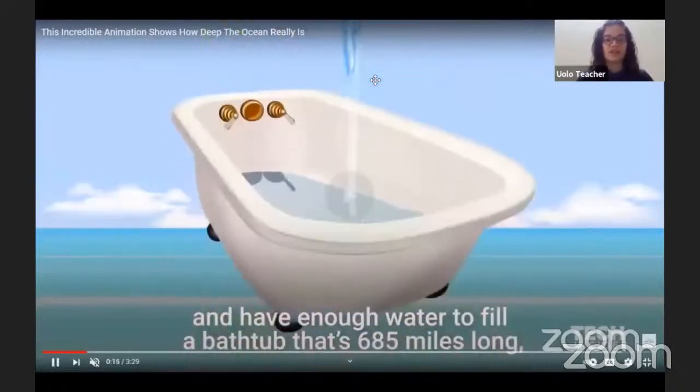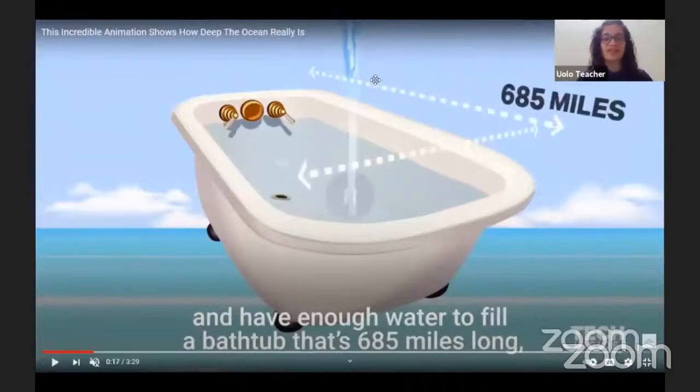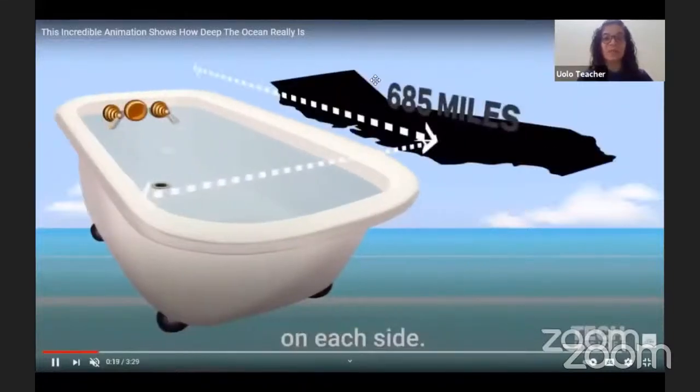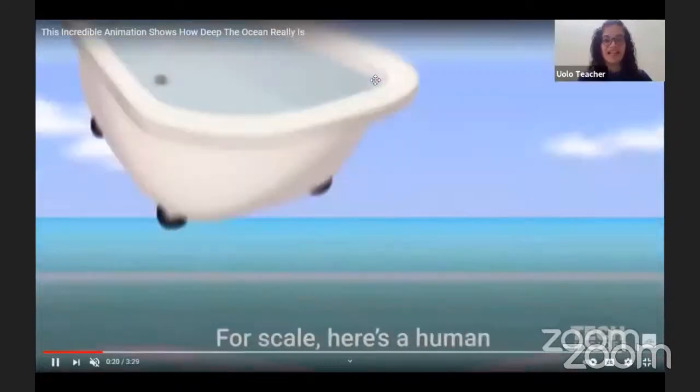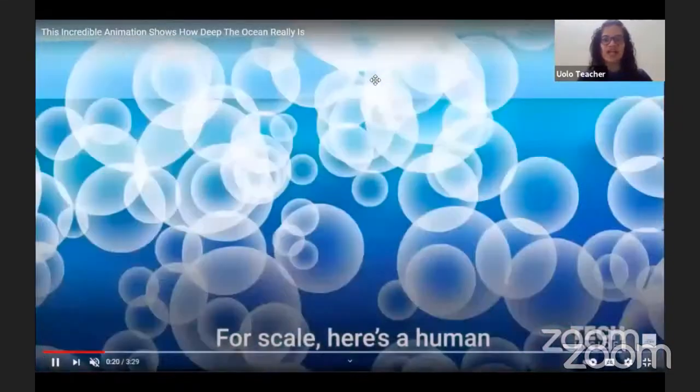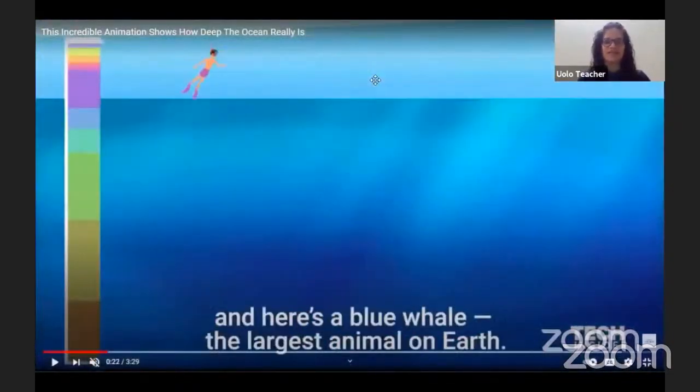And you know what? This water body, let's take for example a bathtub, which is around 685 miles long on each of the four sides. That is the amount of water we can fill in a bathtub, 685 miles on each side. Yes, isn't that huge? Now, for that matter, let us take a scale.